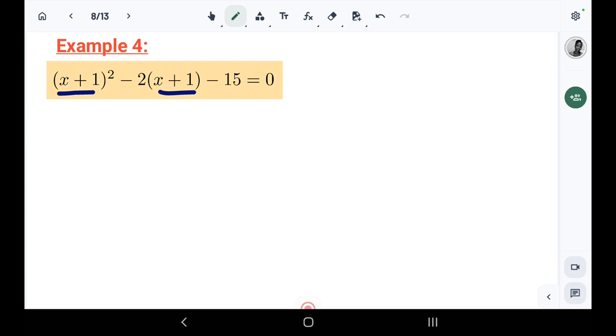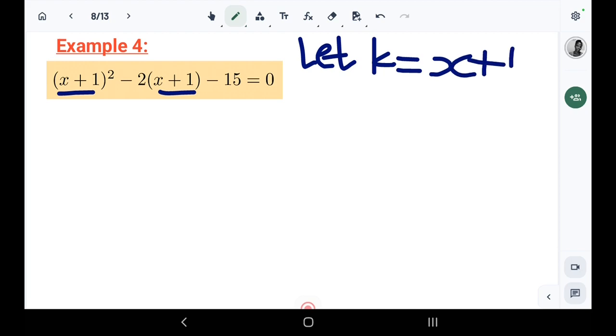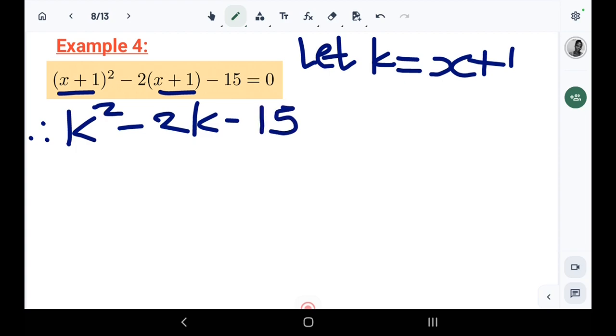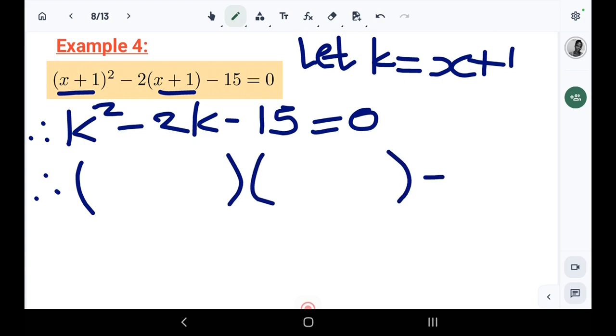So what we do is we let k equals x plus 1. Hence the k method. So we substitute. Where there is x plus 1, we substitute k. That will become k squared minus 2k minus 15 equals 0. Now this is a much simpler quadratic equation to factorize.